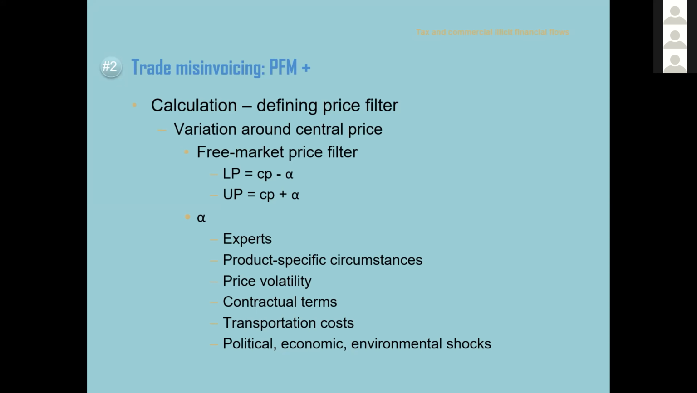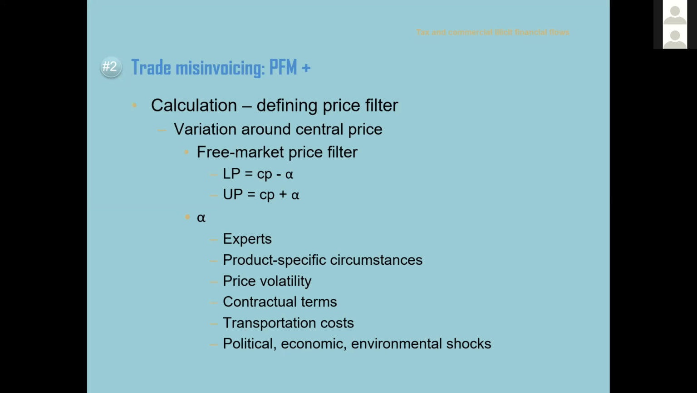Now, in defining the alpha, of course, it is again crucial to involve experts to determine this alpha. This alpha, this variation, would be accounting for product-specific circumstances, price volatilities, any contractual terms or other business conditions, transportation costs, of course, if those things are relevant, but also for any political, economic, or environmental shocks that may be affecting the prices of a particular commodity at a particular time.